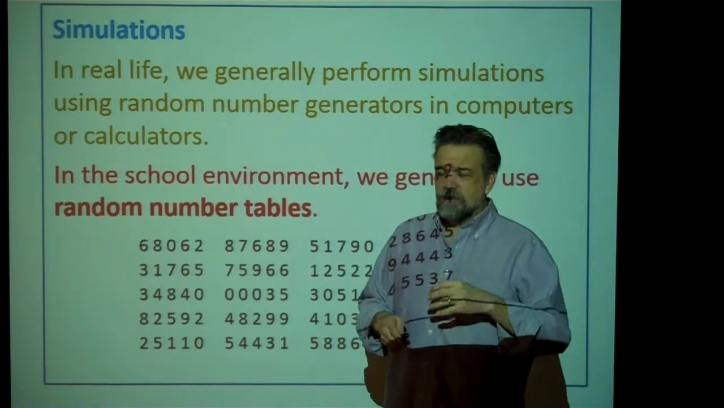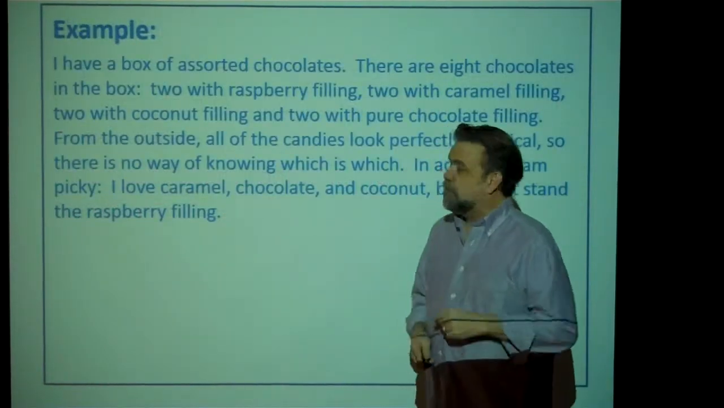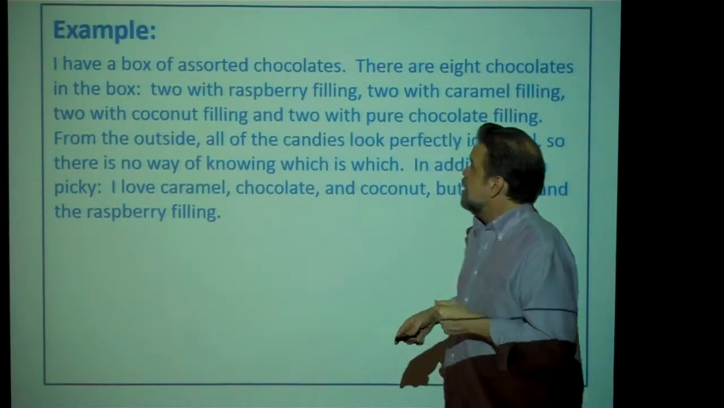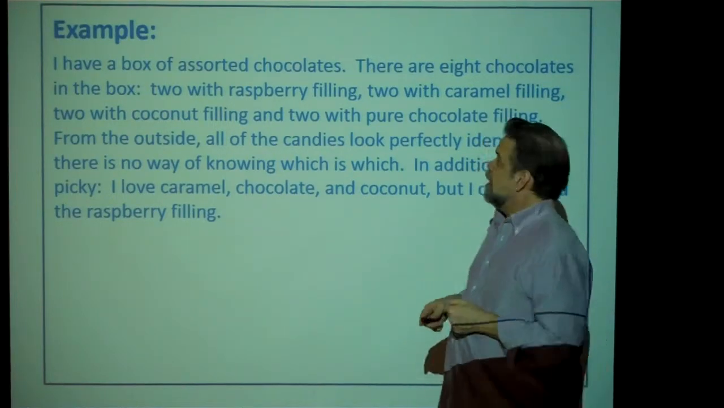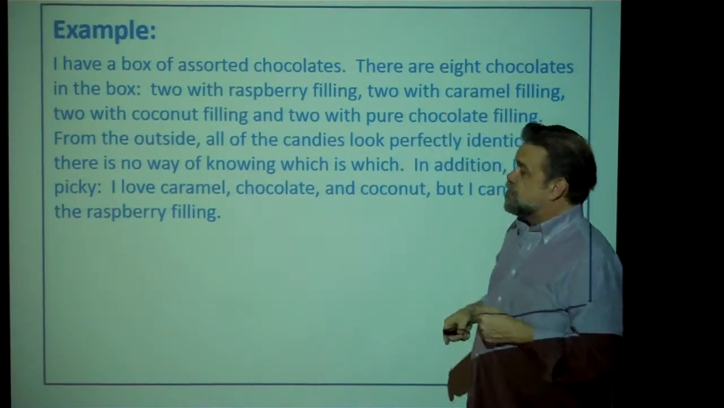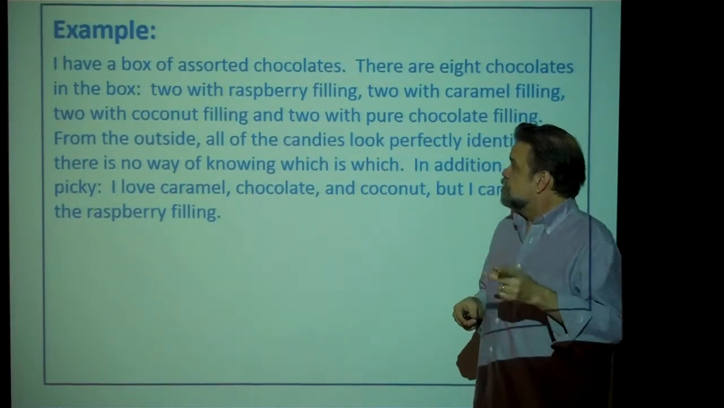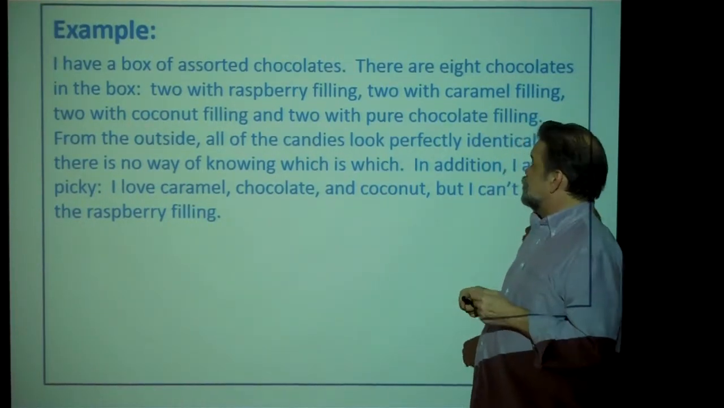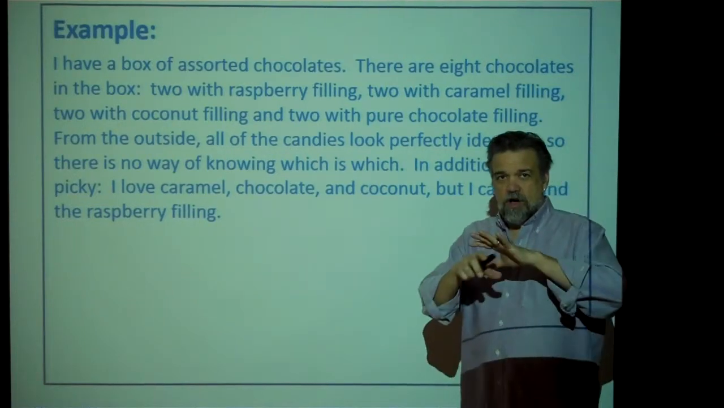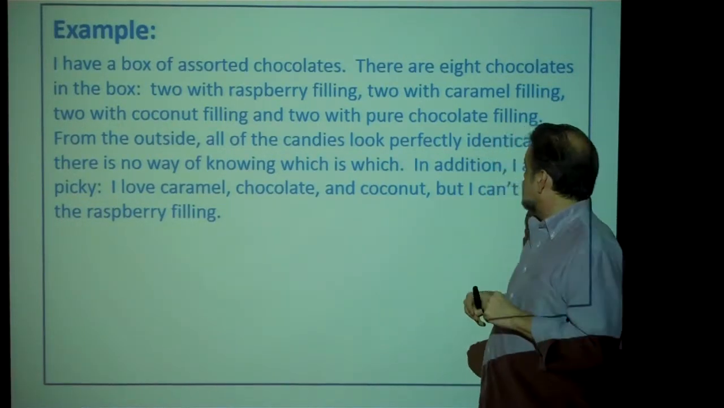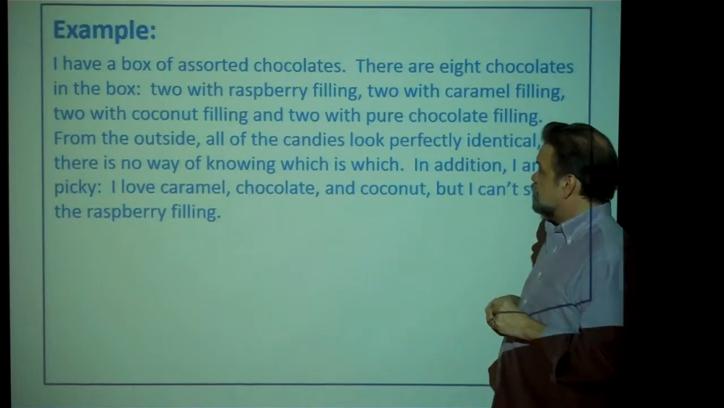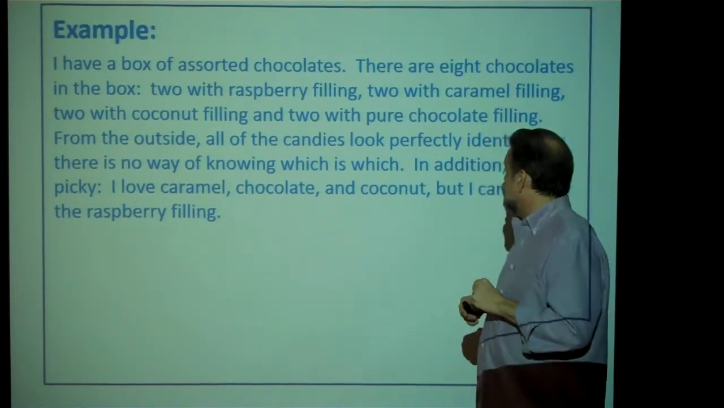So I guess the best way to show this is to just jump right into an example. Let's say I have a box of assorted chocolates. There are 8 chocolates in the box, 2 with raspberry filling, 2 with caramel filling, 2 with coconut filling, and 2 with pure chocolate filling. From the outside, all of the chocolates look exactly the same. They look perfectly identical, so there's no way of knowing which is which.